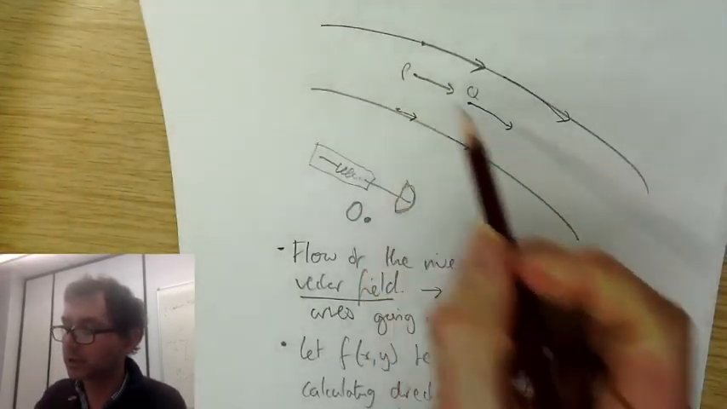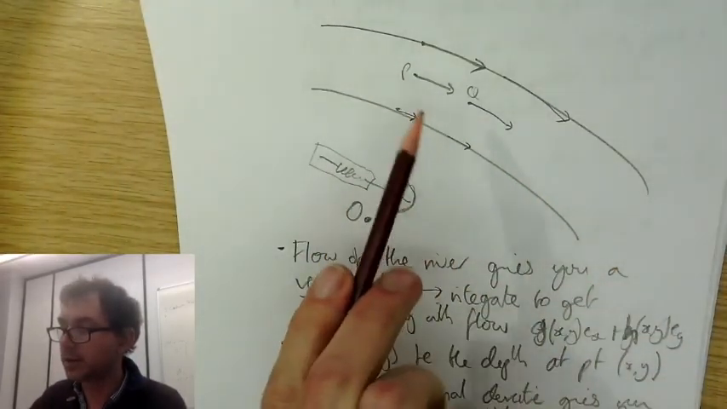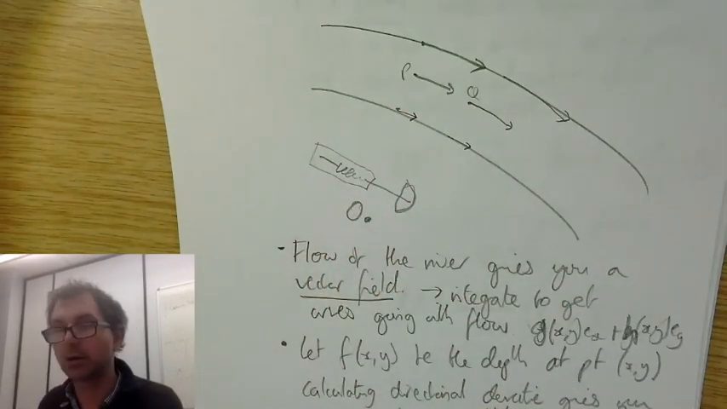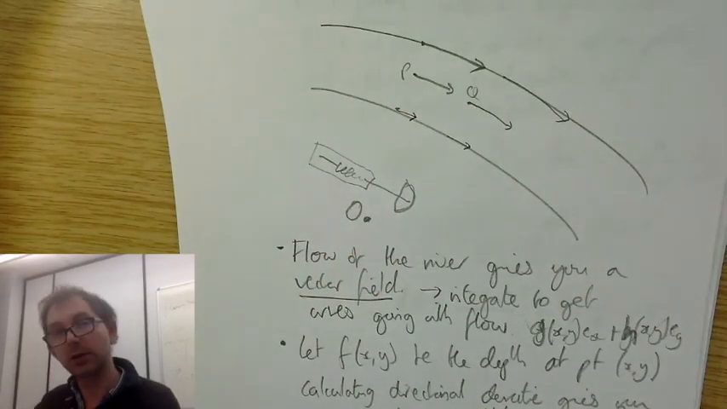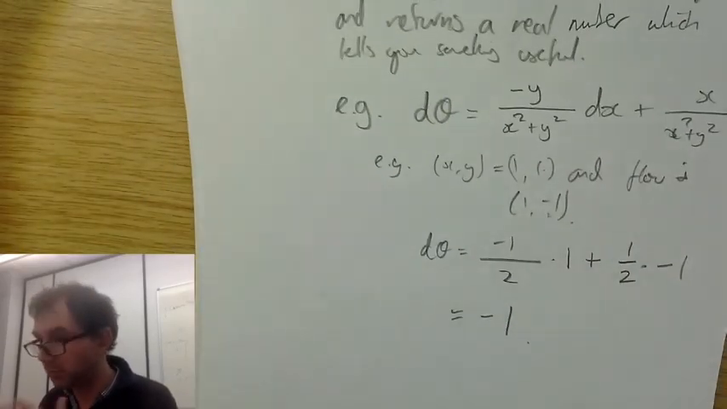It makes sense if you look at this picture. This is moving counterclockwise the way I've drawn it. So the angle is going down. So that's why we get minus 1.